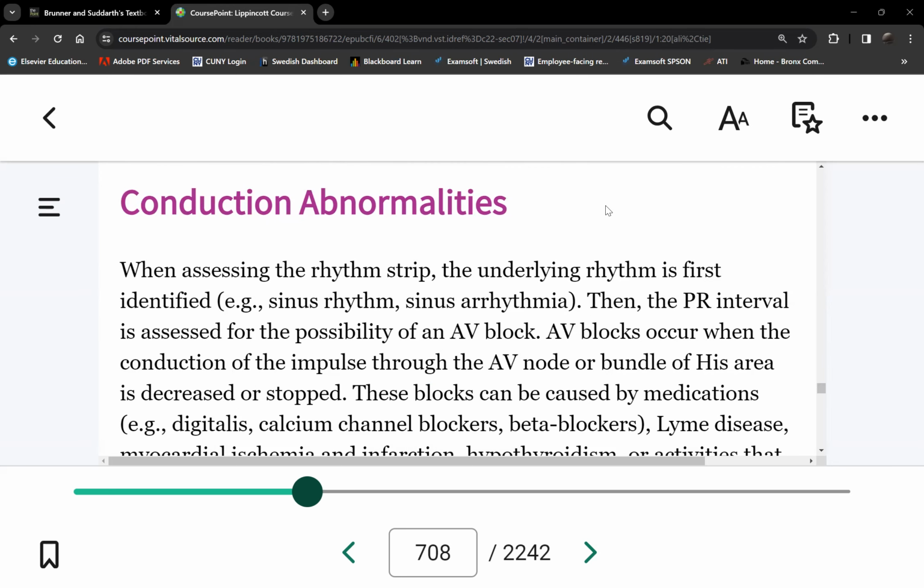When we say conduction abnormalities, there's a block in the transmission of the electrical impulse. What we're talking about is the impulse coming from the SA node to the AV node and then to the left and right bundle fibers or bundle of His and all the way to the Purkinje fibers. So there's a block somewhere along the conduction pathway.